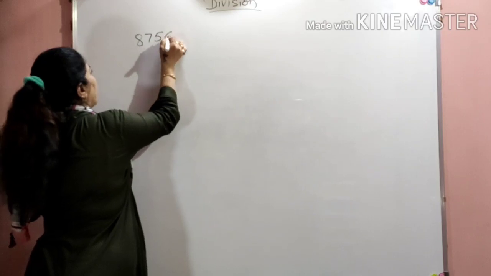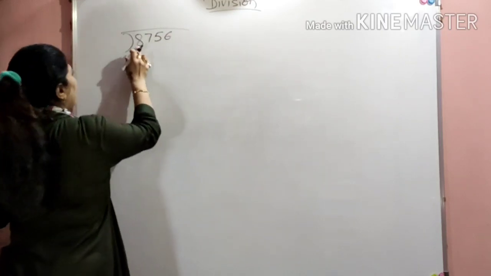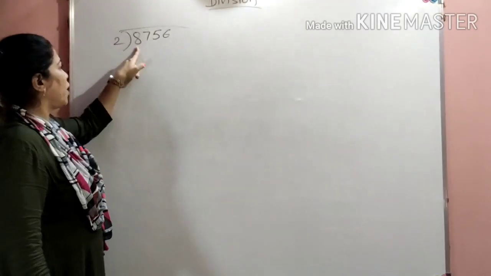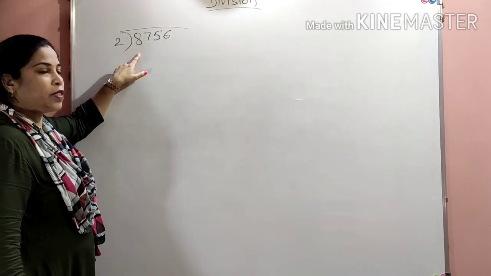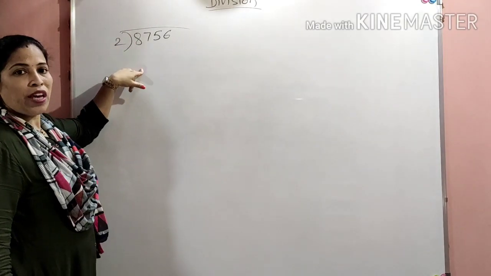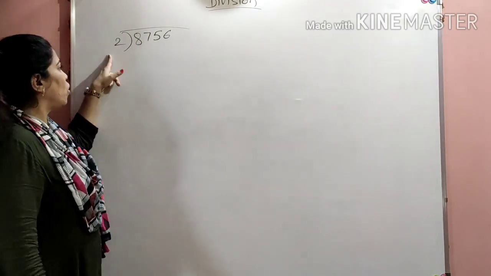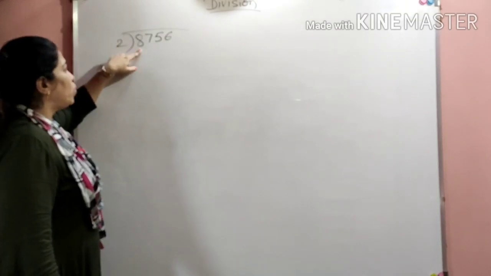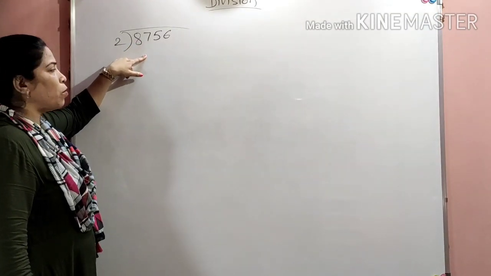Yes, so next sum I am taking, suppose 8756 divided by 2. Again same method, we will go with our single digit 8. Now directly I am not writing the table children, it is the table of 2. All of you know the table of 2. So directly I am doing, so here first we will see 8 is coming in the table of 2 or not.